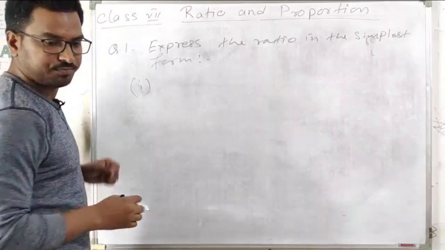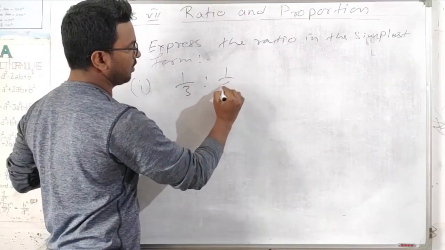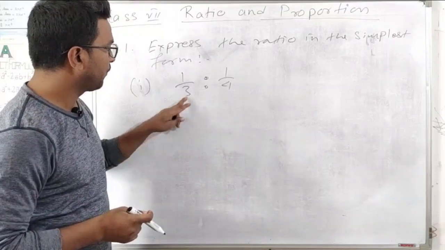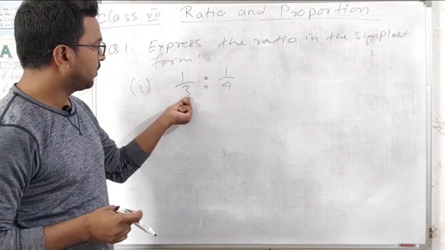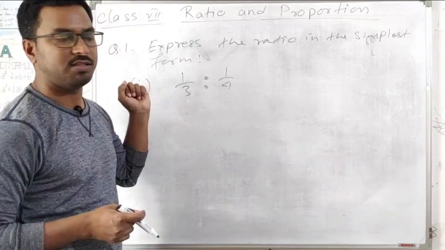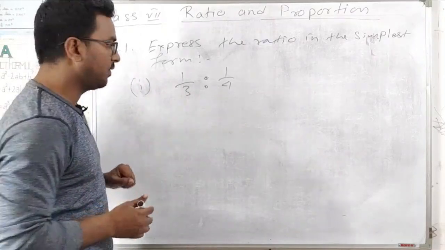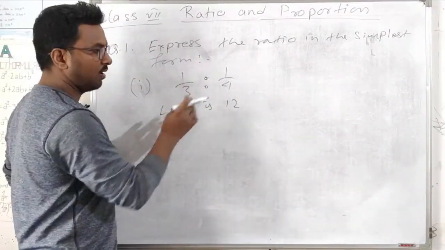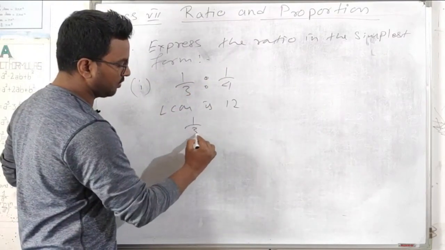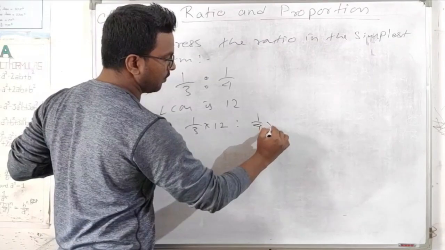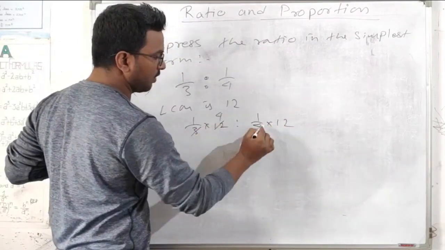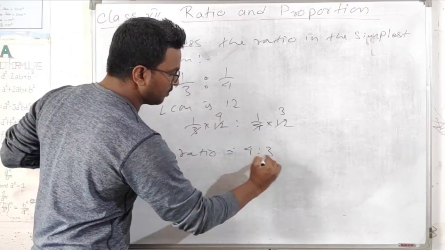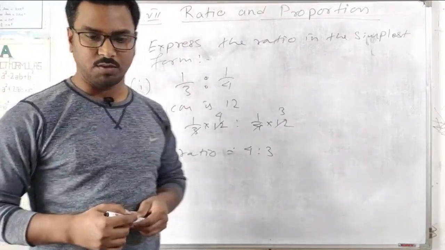Here one of the questions is given: 1/3 : 1/4. So you have to convert it into the simplest form. So what we'll do, here in the denominator it is 3 and here it is 4. So we'll take the LCM of both the numbers, that is 12. We'll multiply both the numbers with 12. So 1/3 into 12 is to 1/4 into 12. So if you cancel, it will become 4 and this will become 3. So the ratio will become 4:3. Clear? We'll see some other example.